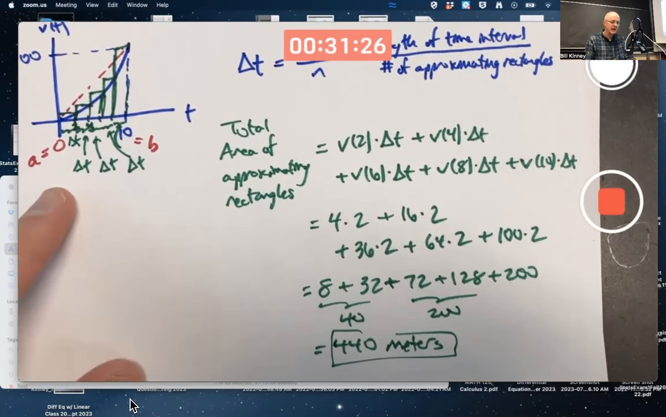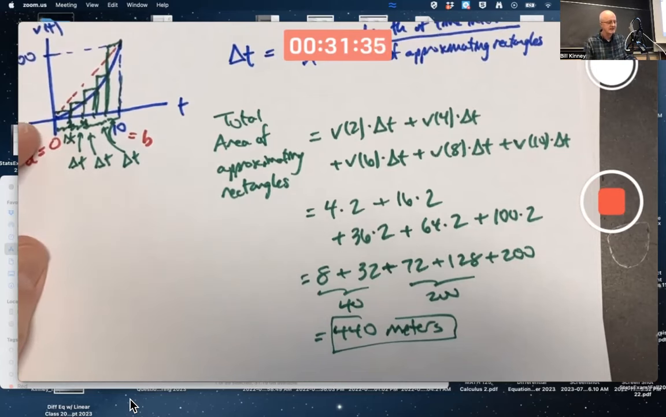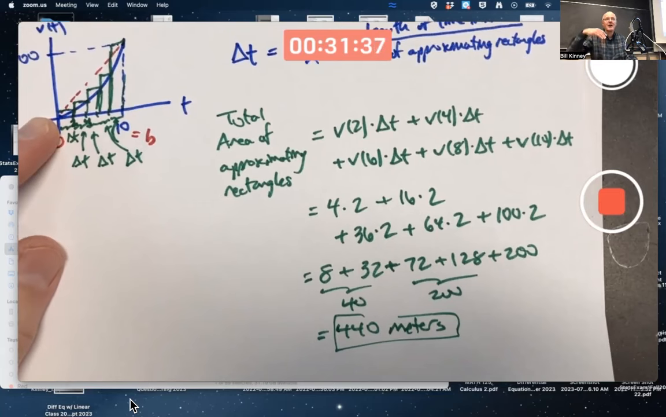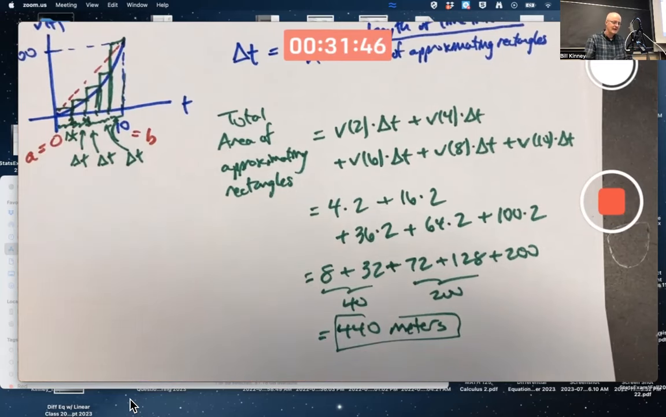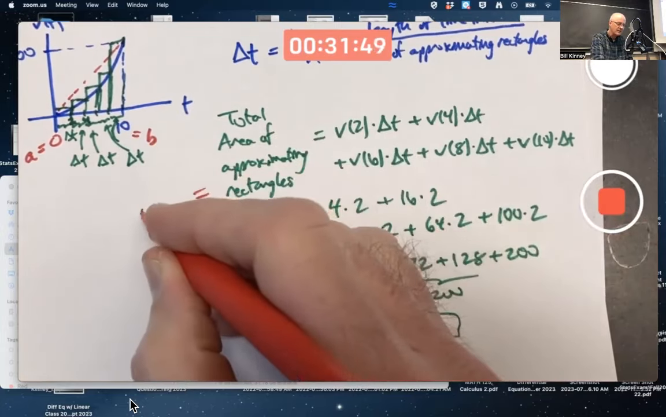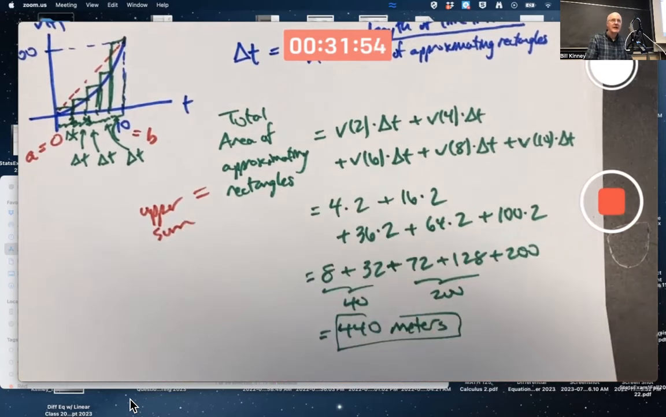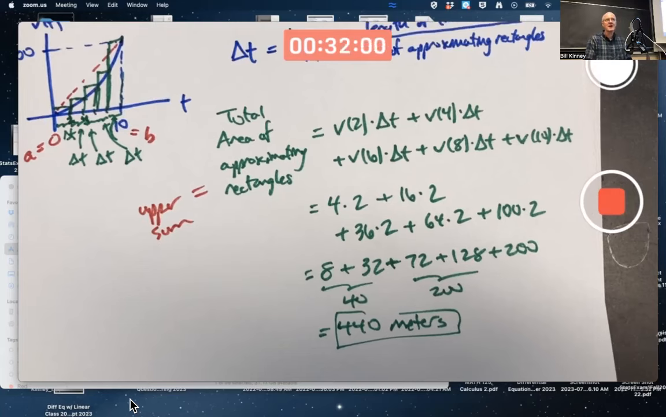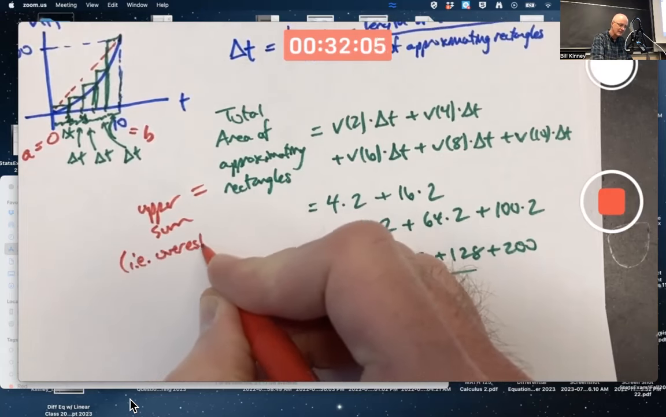It's an approximation to the area under the blue curve. Therefore, it's an approximation to the total distance traveled. Probably a little bit too big. Yeah, definitely a little bit too big, because these rectangles are above the curve. Add up all those areas, it's going to be more than the area under the curve. It's going to be what you could call an upper sum. Upper sum meaning too big. Upper, too big. You could also call it an overestimate, i.e. overestimate.